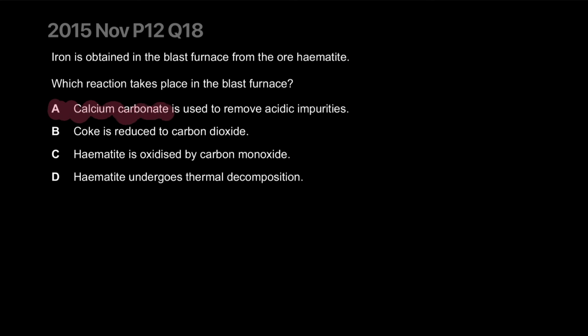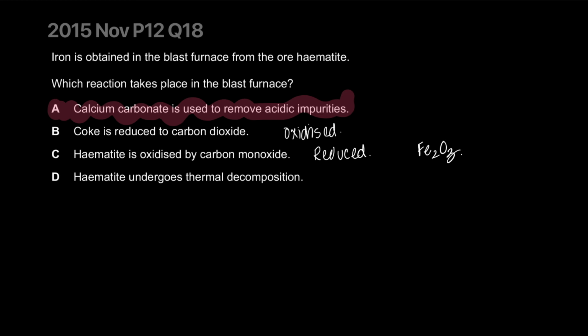Let's go over the rest. Coke is reduced to carbon dioxide. That would be true, but it's not actually reduced, it's actually oxidized to carbon dioxide. Hematite is oxidized by carbon monoxide. Hematite is actually reduced, right? Hematite, which is iron(III) oxide, Fe2O3, is actually reduced. It's a reduction of iron. It's already oxidized, right? It's pre-oxidized. Rust, this is rust. It's already in its oxidized form. You want to reduce it.